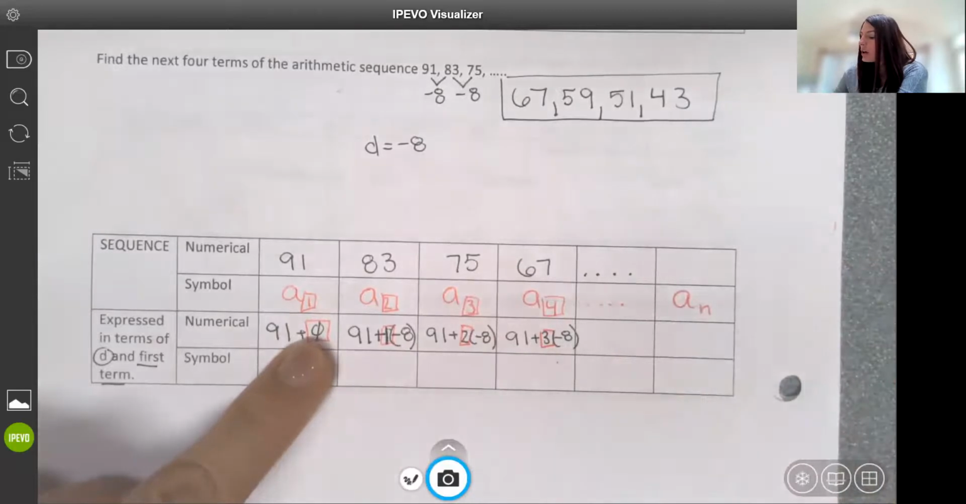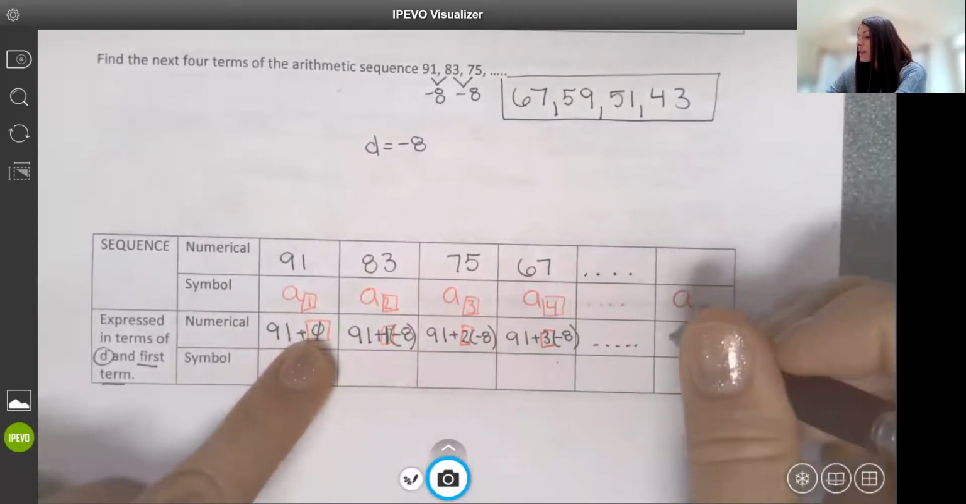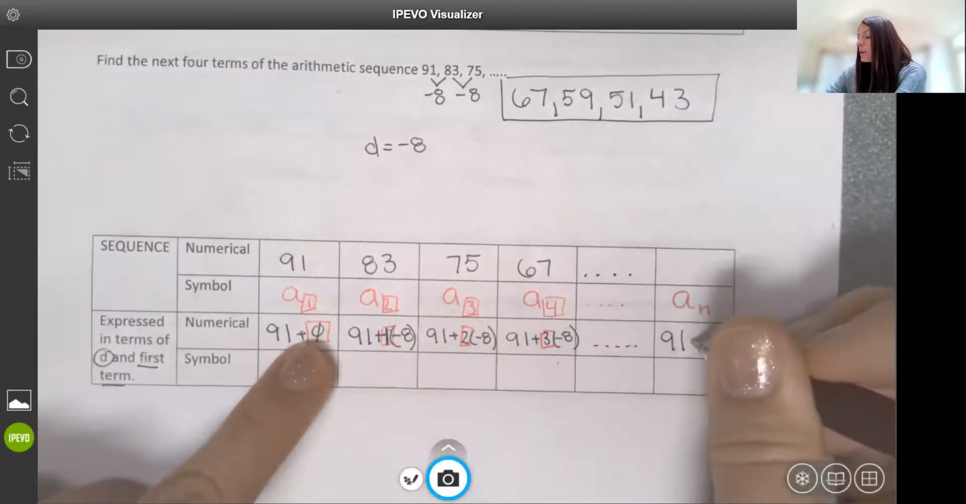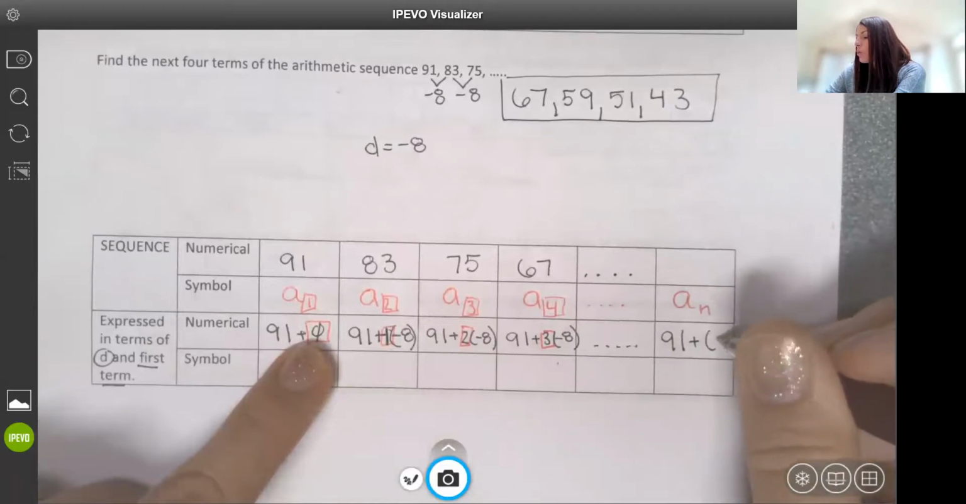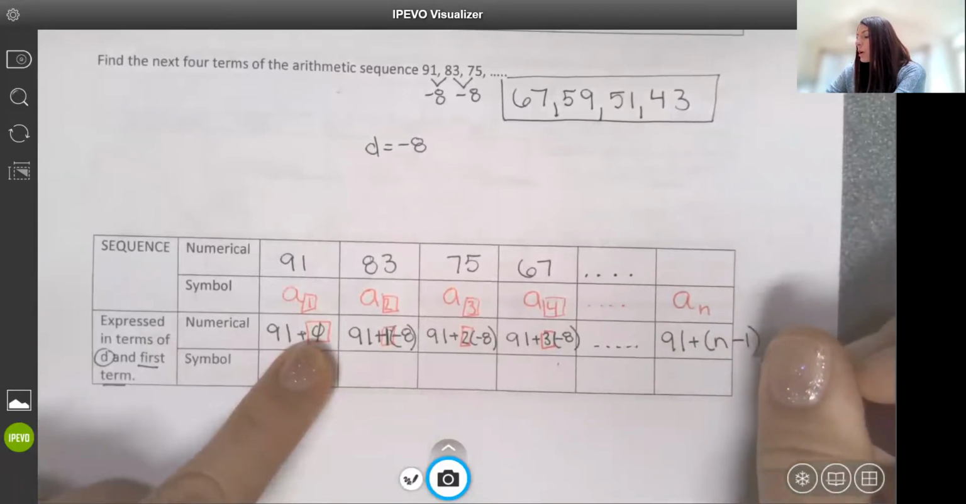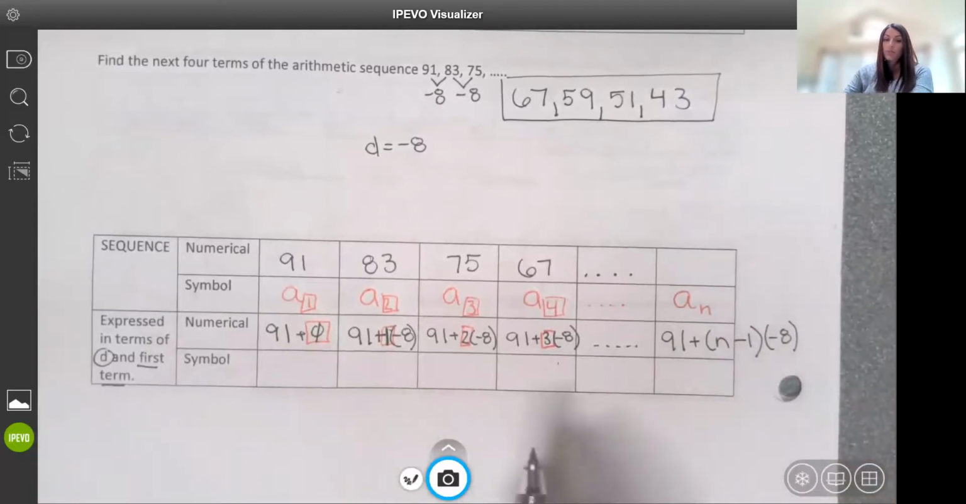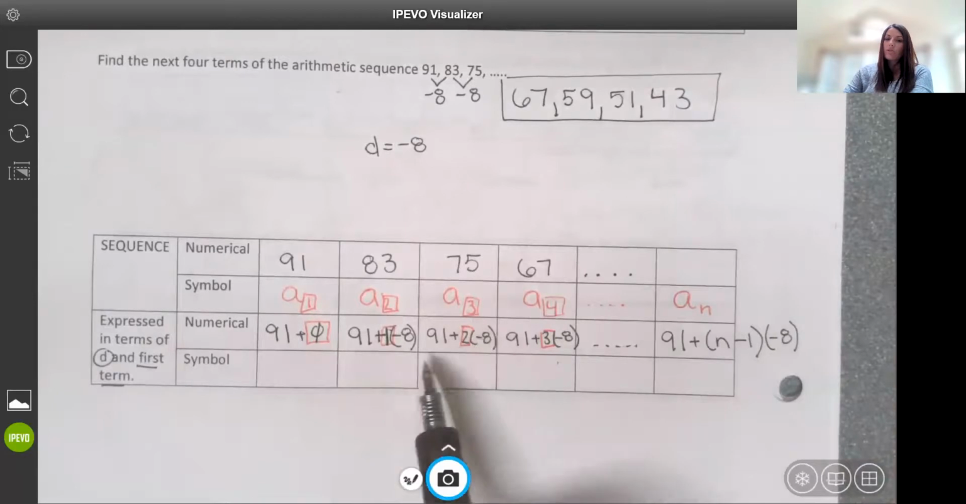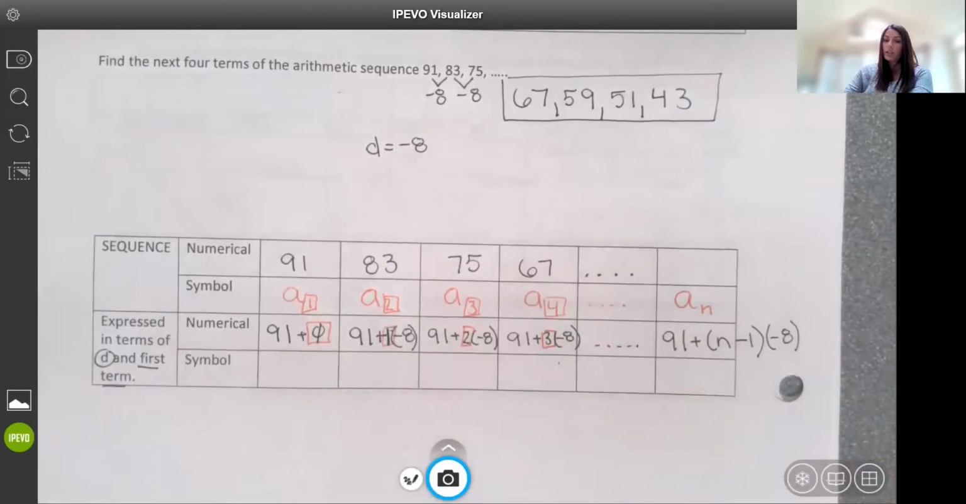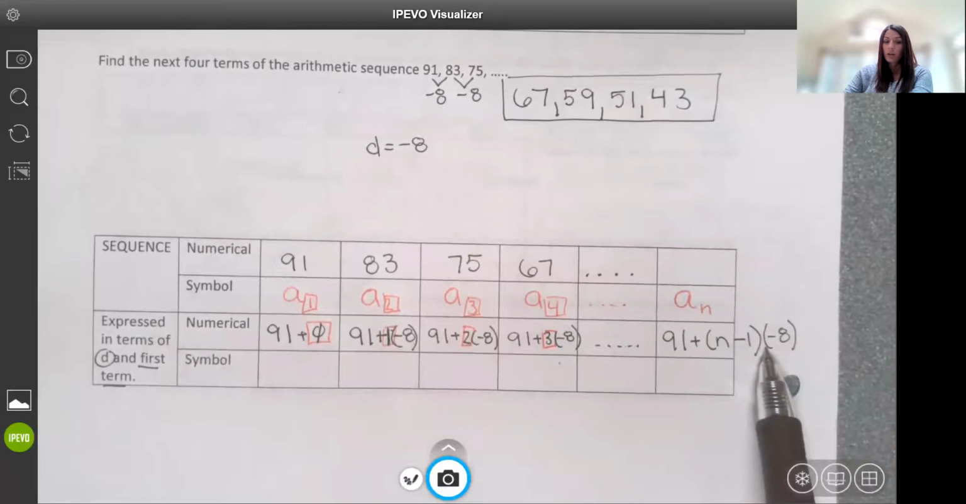So if I wanted to find any term in this sequence, I could take my first term and add 1 less than the number of the term I want times that difference of -8. Do you see how it's always 1 less? So if I wanted to find the 50th term of this sequence, then that means I'm taking away 49 -8s to get there, 1 less than 50.